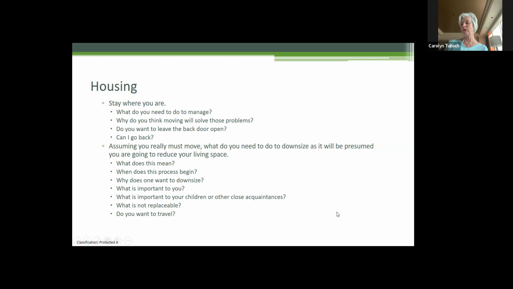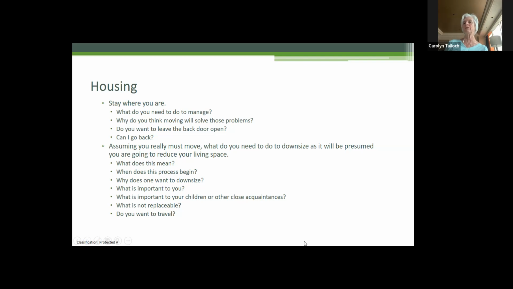Now, assuming that you really must move, what do you need to think about in the downsizing process? Most people want to reduce the amount of space they have. Some people say, oh, my home is just too big, I can't look after it anymore. Well, if that's truly your only problem, then do you just downsize to a smaller home? But if you're saying more than that, then you have to start to consider other options.